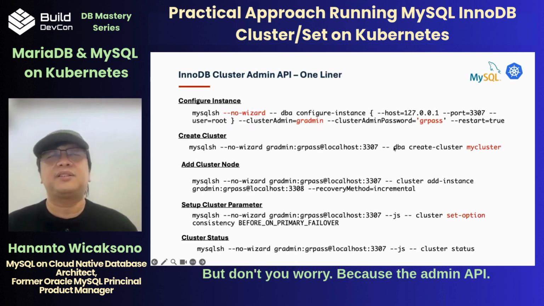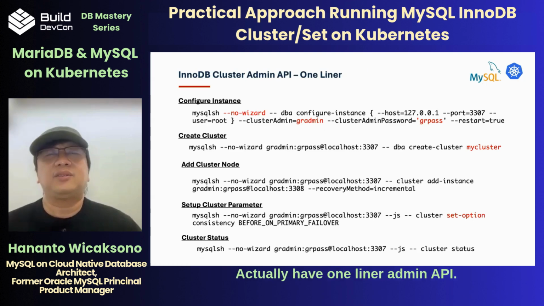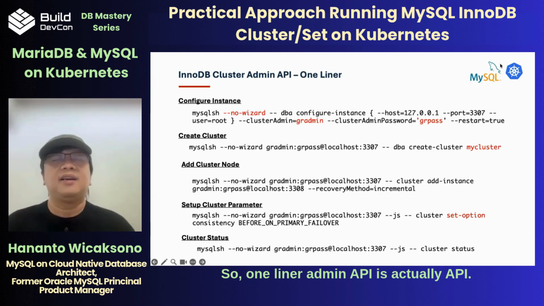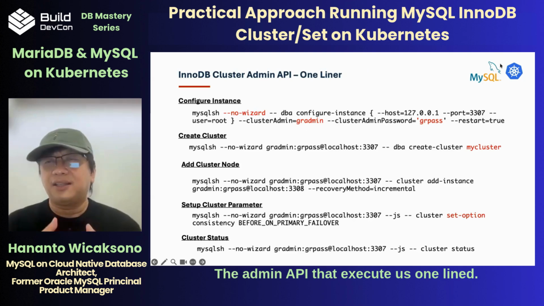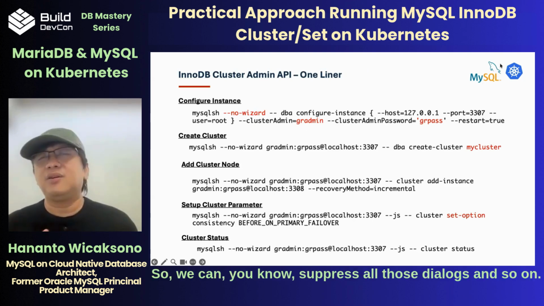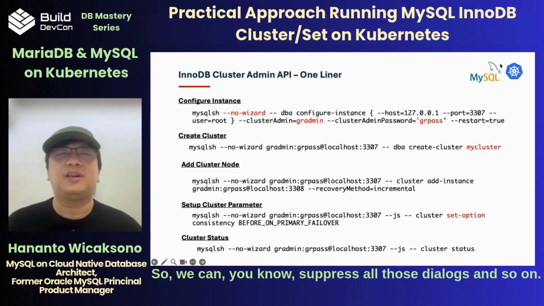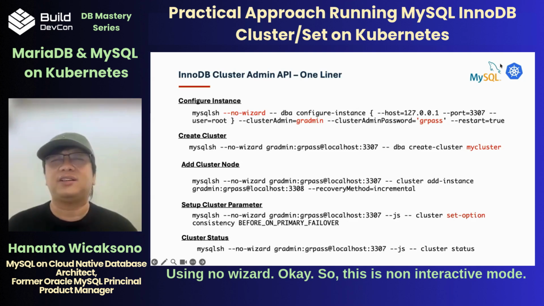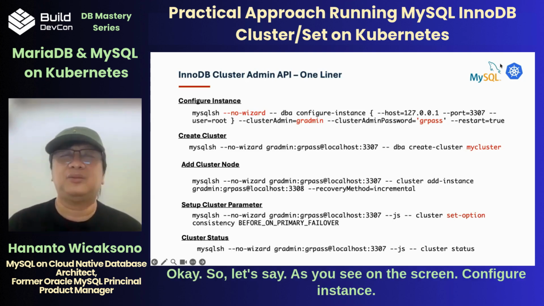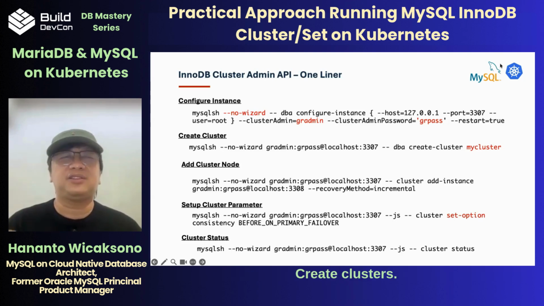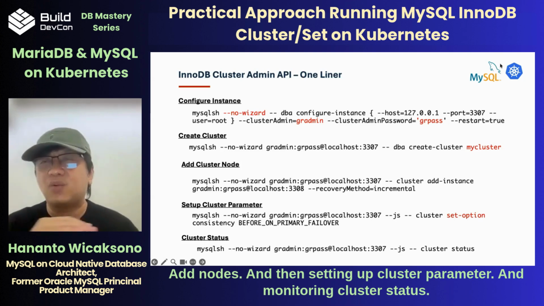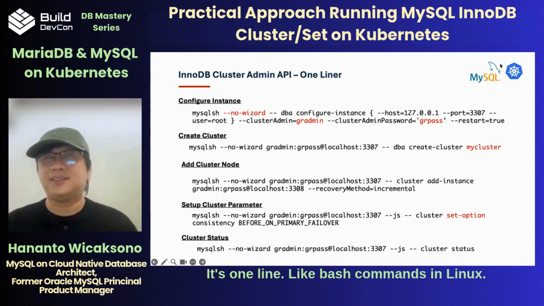But don't worry, because the admin API actually has a one-liner admin API. The one-liner admin API is an admin API that executes and completes in one line. So we can suppress all those dialogues using no wizard. This is non-interactive mode, and we put all the parameters inside. So, as you see on the screen, configure instance, create cluster, add nodes, setting up cluster parameters and monitoring cluster status is one line, like bash commands in Linux.